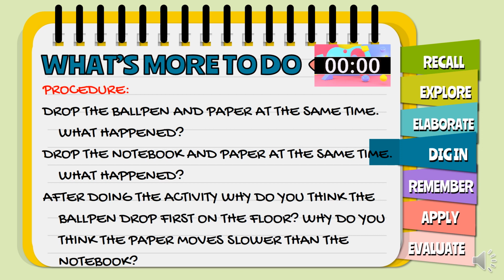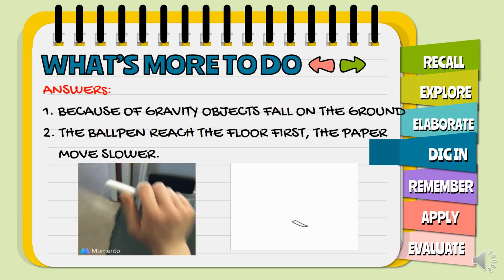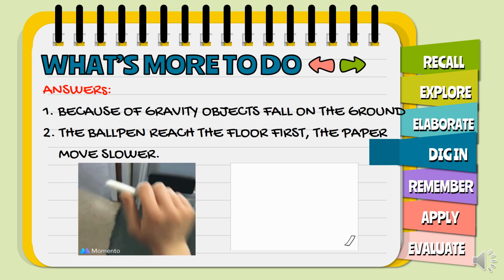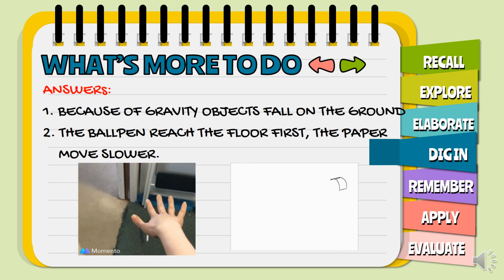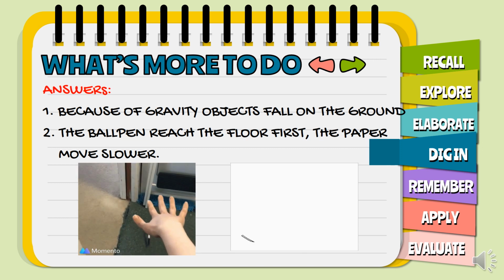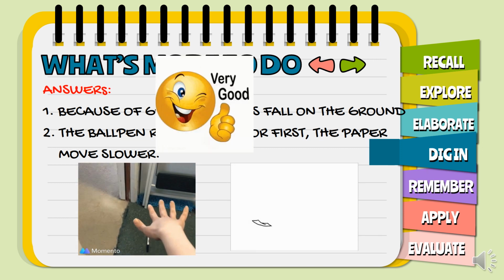Time's up. Let us check. Here are the answers. Number 1. Because of gravity, objects fall on the ground. Number 2. The ballpen reached the floor first. The paper moved slower. Did you get the correct answer? Very good.